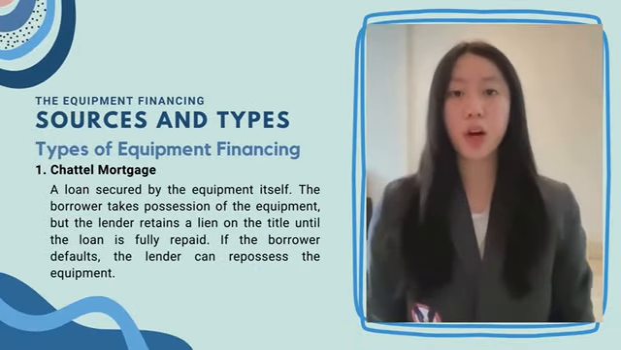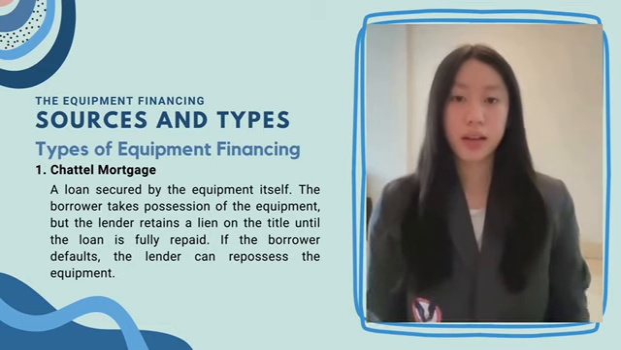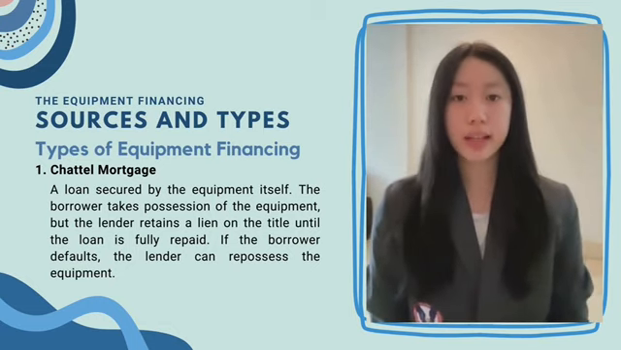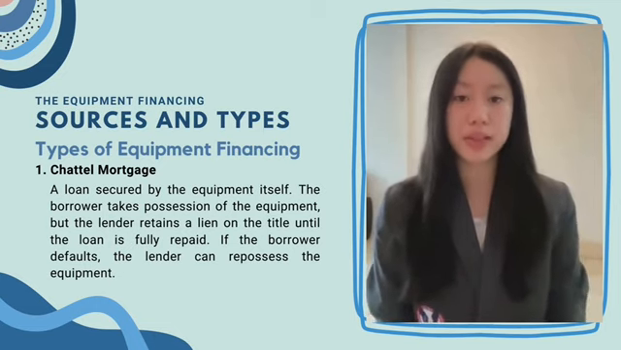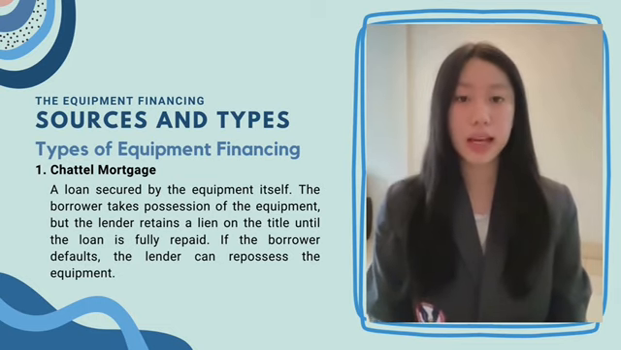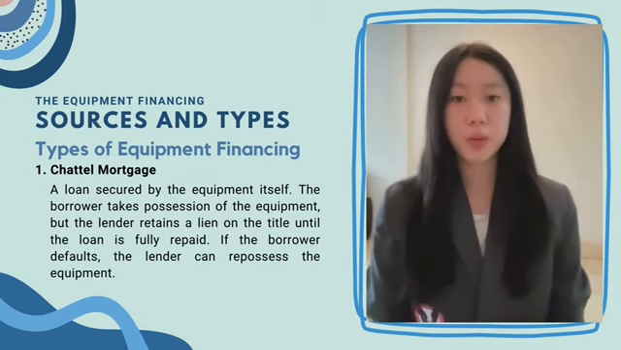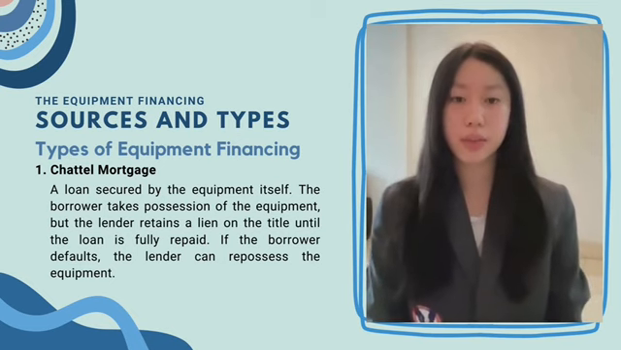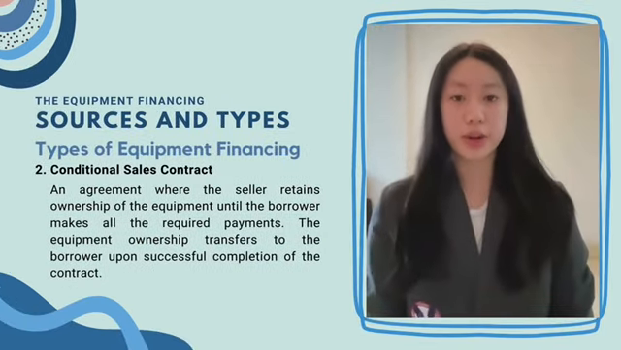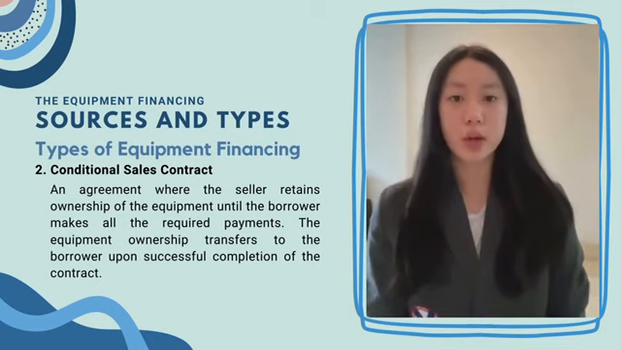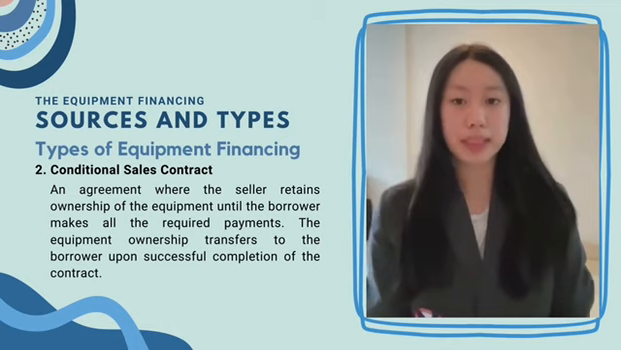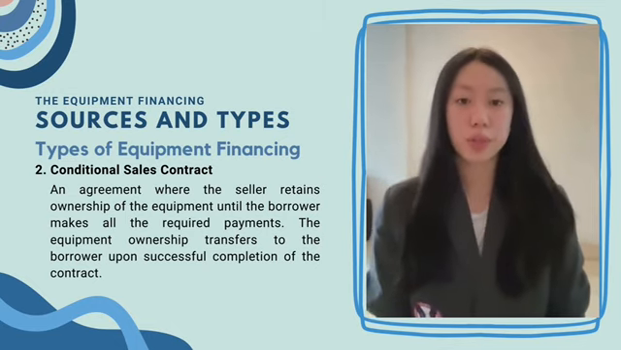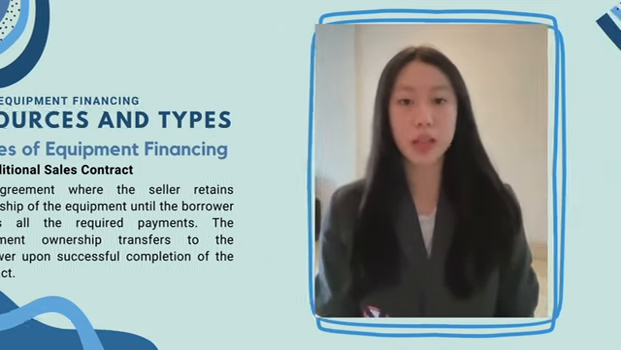Next is types of equipment financing. First, chattel mortgage, a loan secured by the equipment itself. The borrower takes possession of the equipment, but the lender retains a lien on the title until the loan is fully repaid. If the borrower defaults, the lender can repossess. Second, conditional sales contract, an agreement where the seller retains ownership of the equipment until the borrower makes all the required payments. The equipment ownership is transferred to the borrower upon successful completion of the contract.